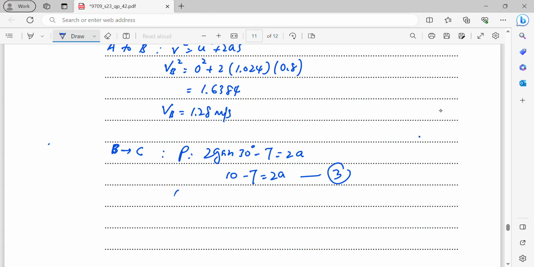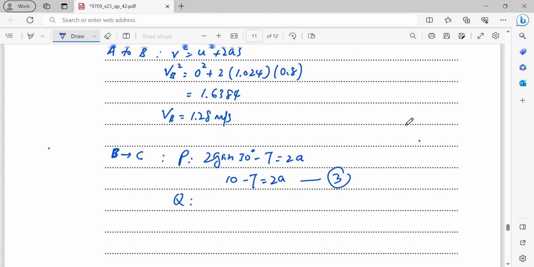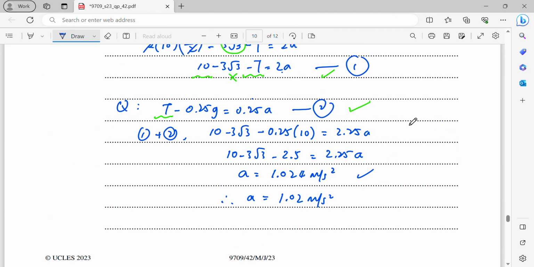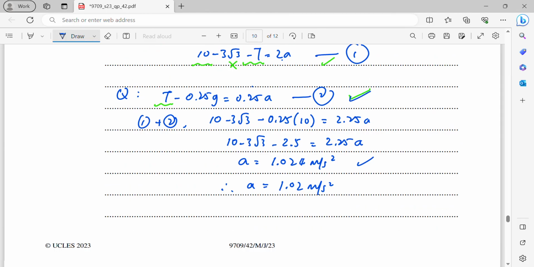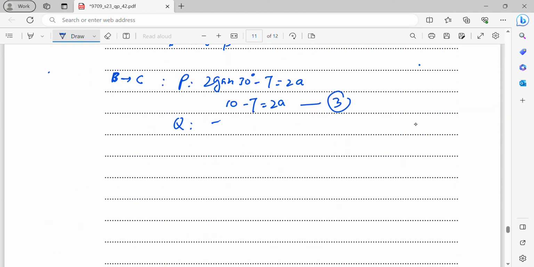And now same for the Q, particle Q. Basically particle Q has no change. Just copy back this. Okay, so then from here I can simplify. This is 0.25 times 10, which is 2.5. Because the G is 10, so I'll get 2.5 equals to 0.25A. So now I solve these two equations to get the A.